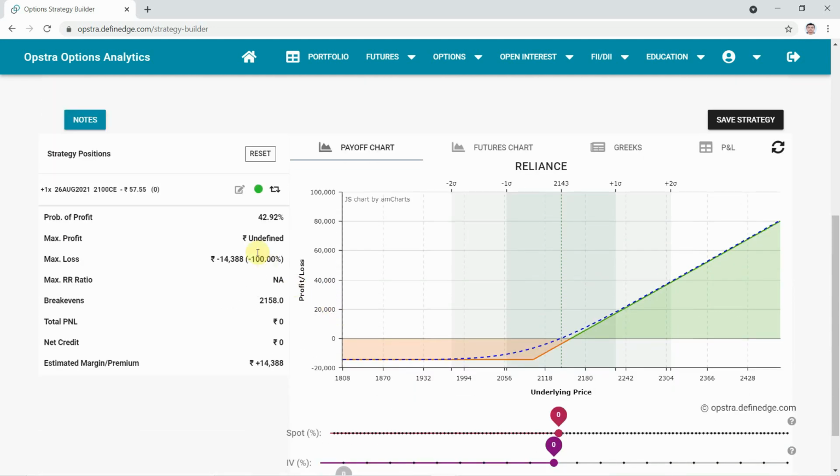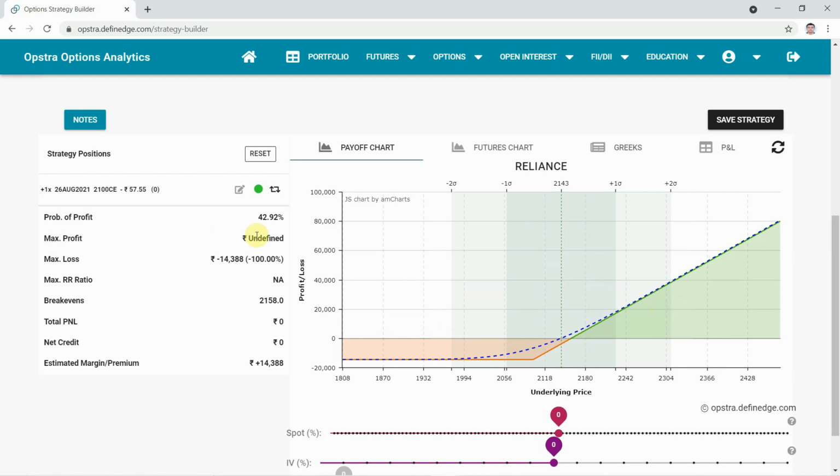Here you can see the payoff chart that we discussed in our lecture also. For the option buyer, even if you have bought at the 2100 strike price, you would be earning profit only after this break even is crossed, that is 2158. You can see the green zone here. So if Reliance price crosses 2158, then only you would be earning profit.